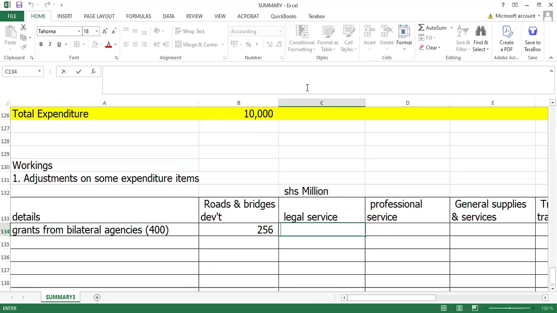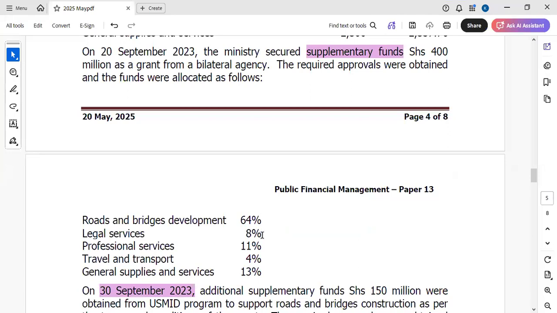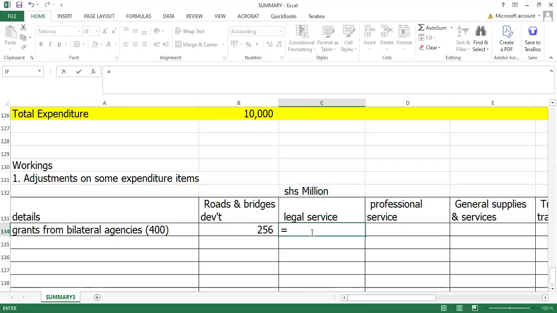A legal service, we are the entity allocated how much? What percent? 8. So we get 8% times the 400. So here we are getting 8% times 400. Then professional, how much was what percent?